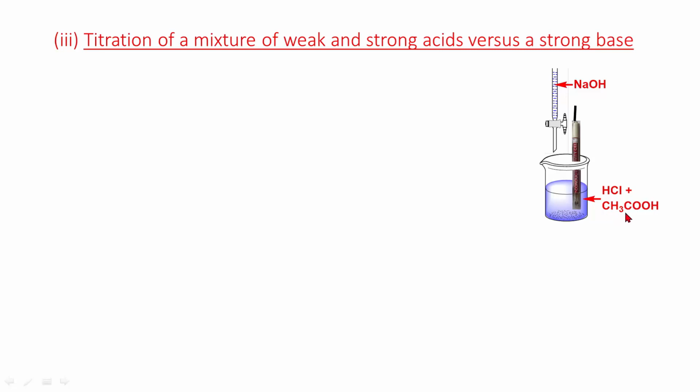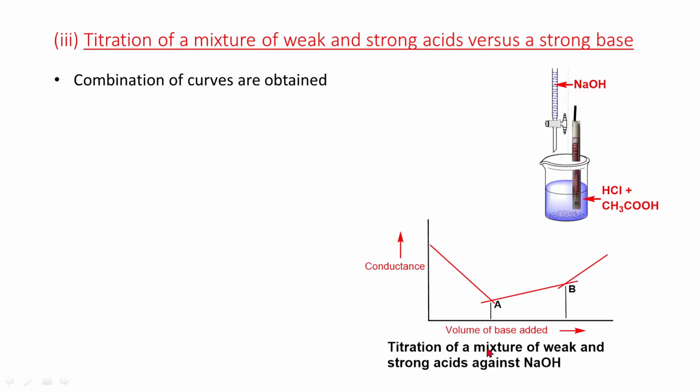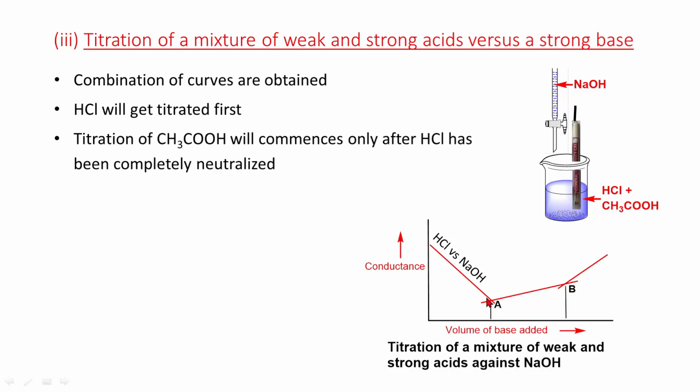Titration of a mixture of weak and strong acids versus strong base. Here a combination of curves is obtained. HCl will get titrated first. This line corresponds to HCl versus sodium hydroxide. Titration of acetic acid will commence only after HCl has been completely neutralized. This line corresponds to acetic acid versus sodium hydroxide.